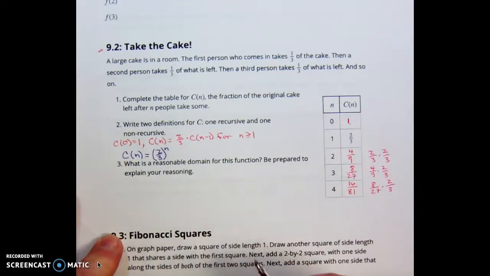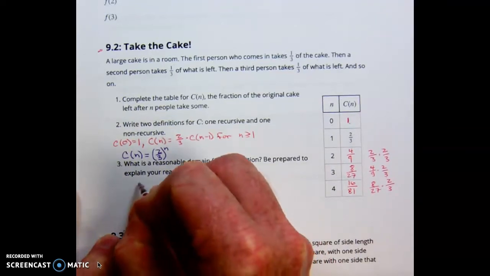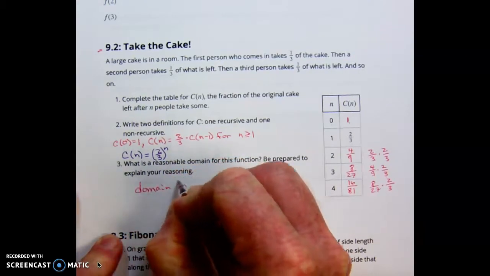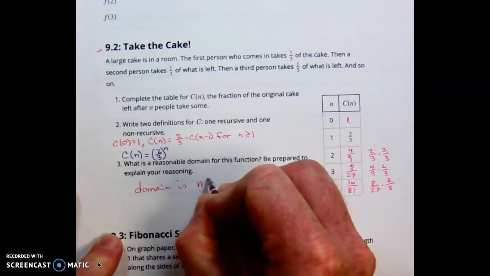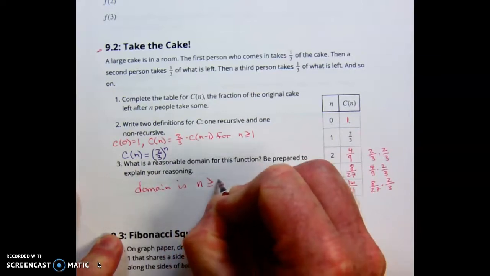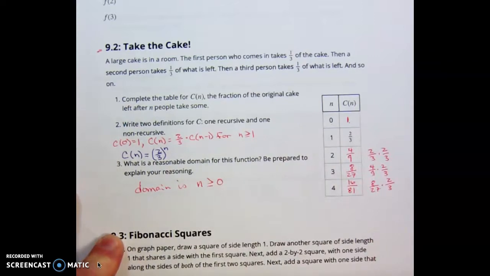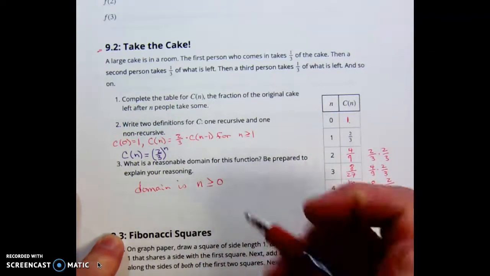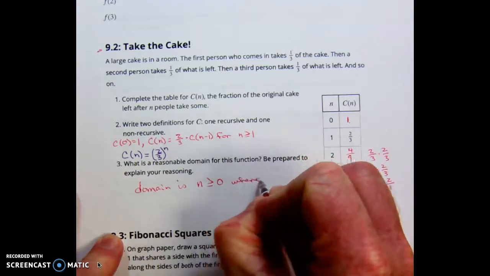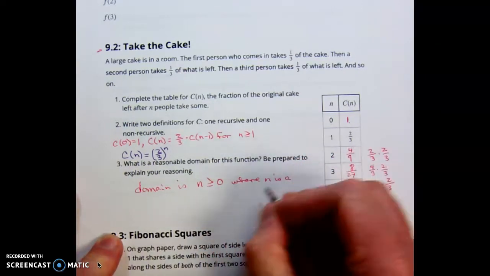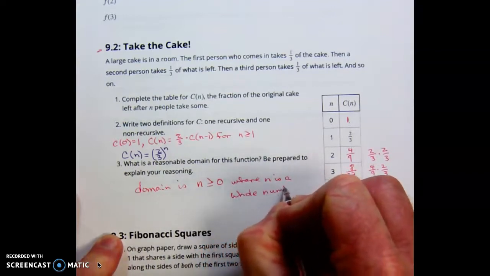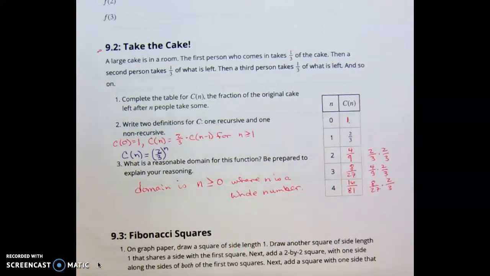So we could say the domain is n greater than or equal to 0. Anything bigger than 0 would work. Okay? And it would also have to be whole numbers because we're talking about people, where n is a whole number. You can't have part of a person walk in. That'd be weird.